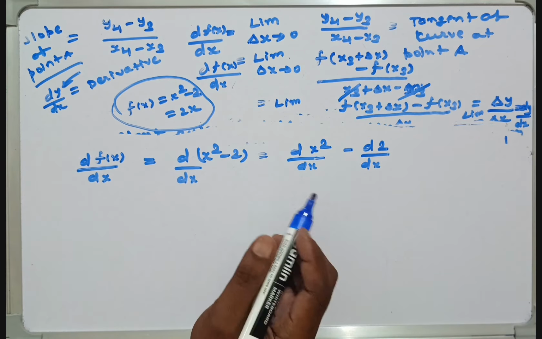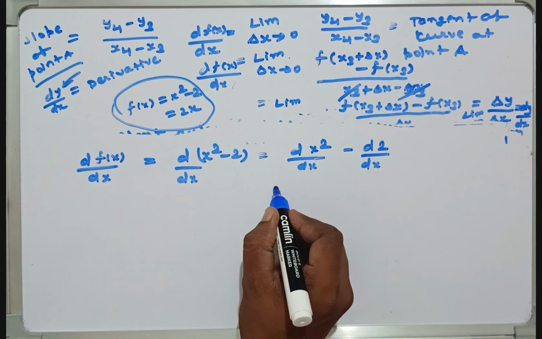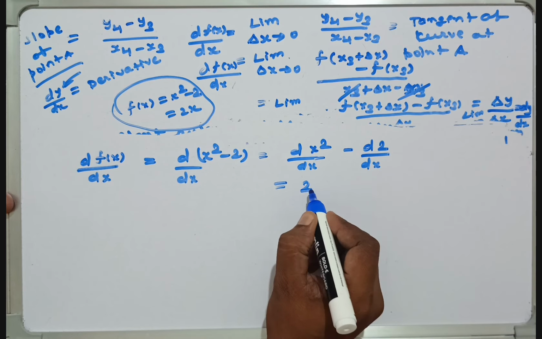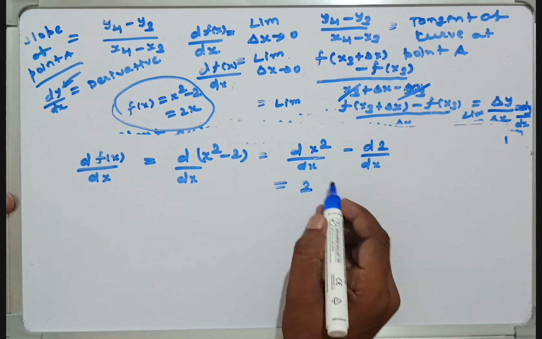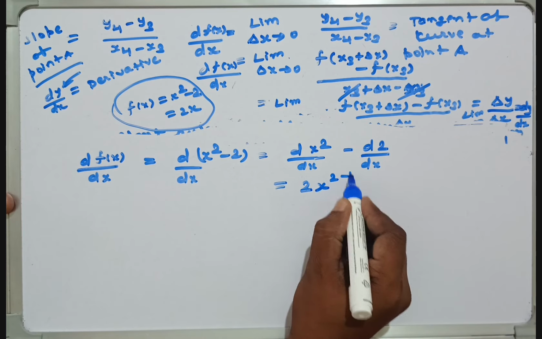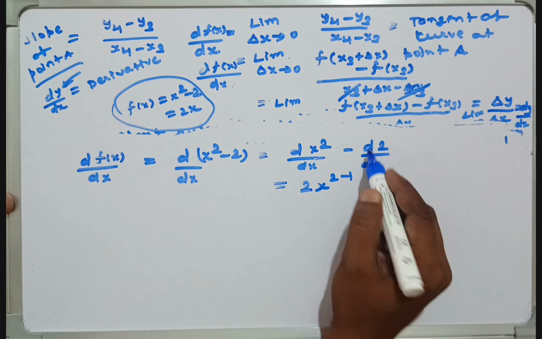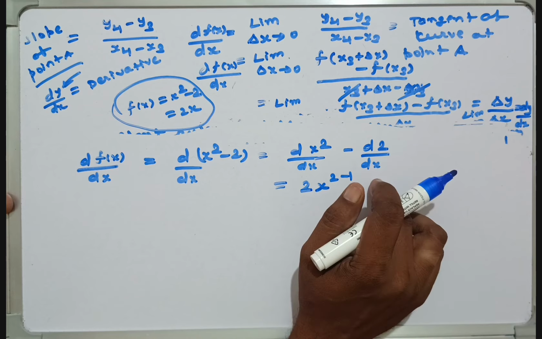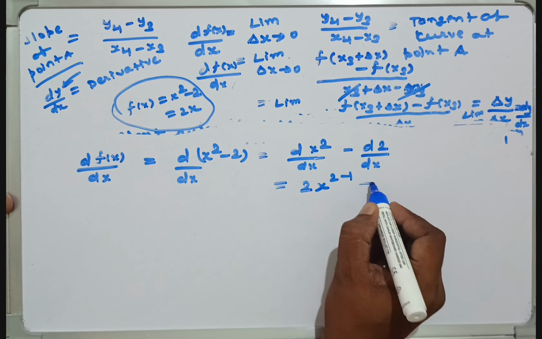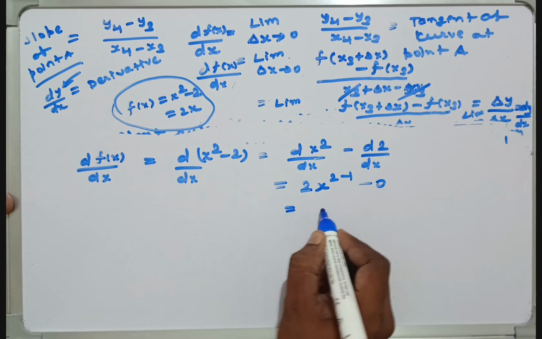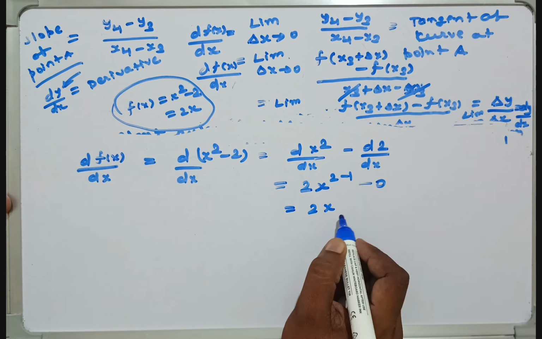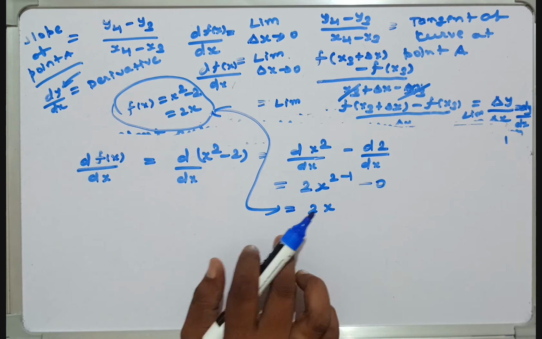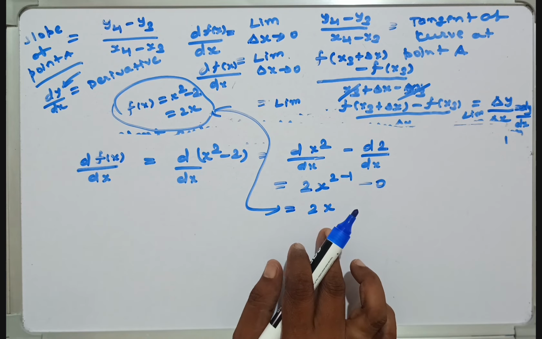Now guys, you utilize the power rule here. We can write 2 as the power of x, so 2 comes first, then x to the power of 2 minus 1. The constant rule says the derivative of a constant is what? Now 0. So finally what you get? This value is 2x. Finally you see the derivative of this function comes to this.